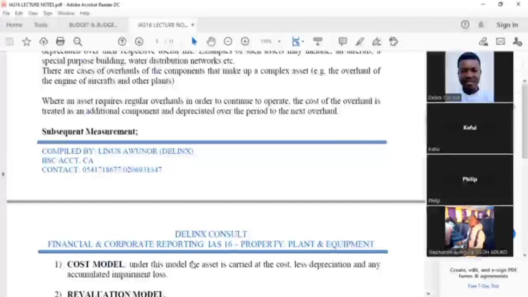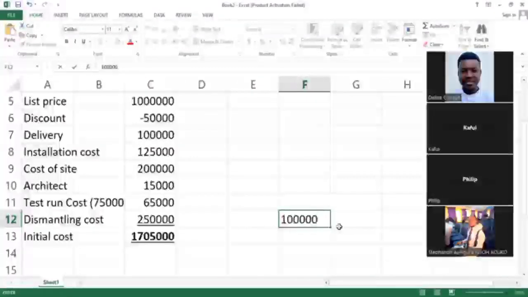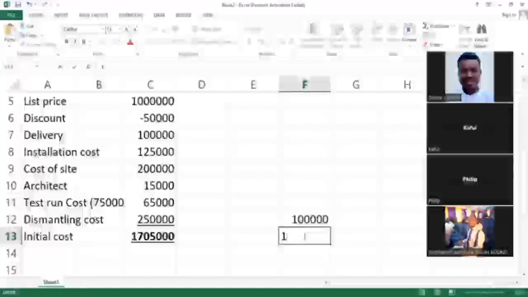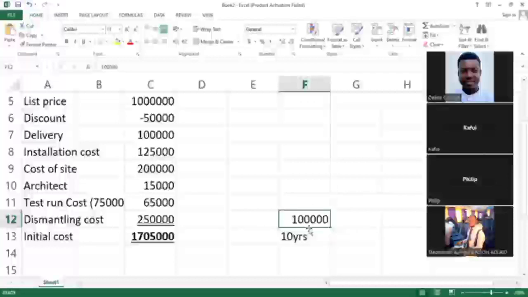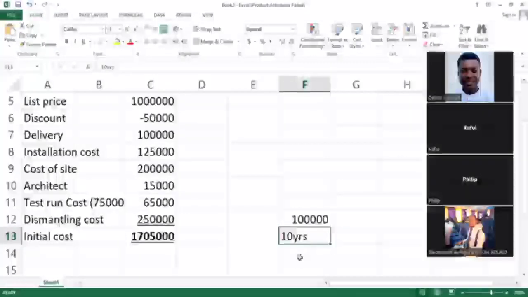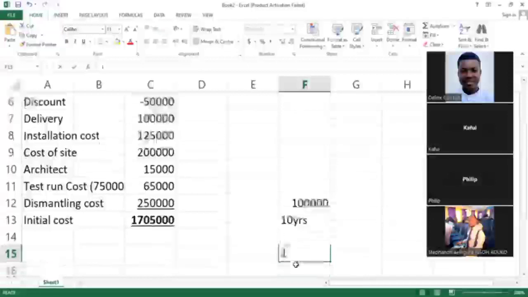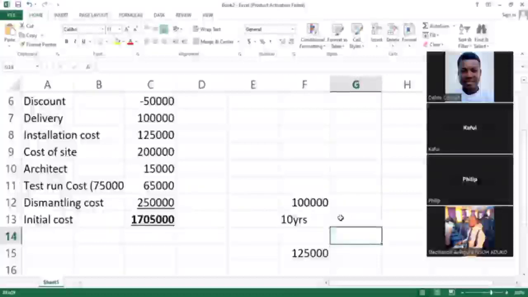So if you have the value of the asset as 100,000 from the beginning, and you assume that the useful life of the asset is 10 years, that is January. You have 100,000 at the beginning of January, and you assume that this asset is going to be used for 10 years. At the end of the year, they are now saying that the value of the asset is 125,000 in the market. What would be the value of the asset at the end of the year if you are using the 100,000?